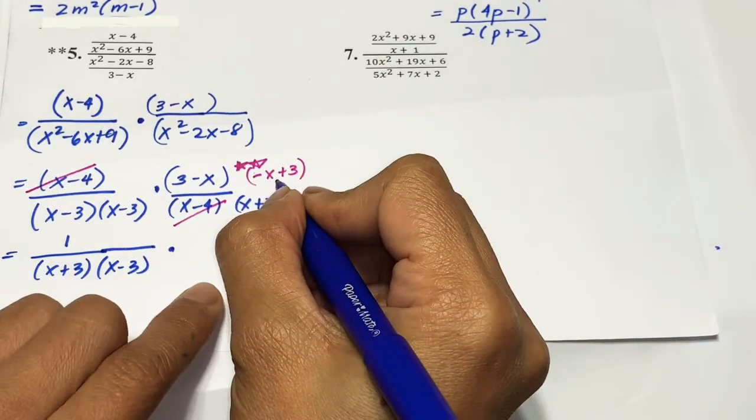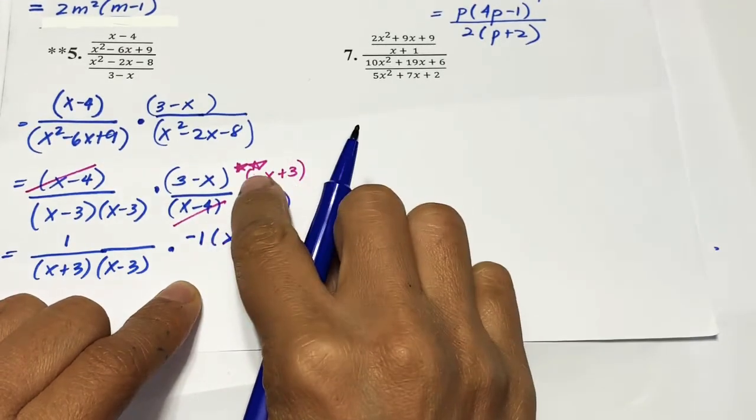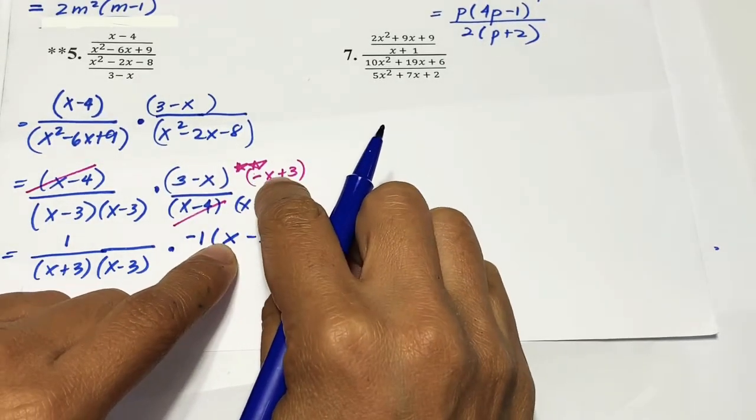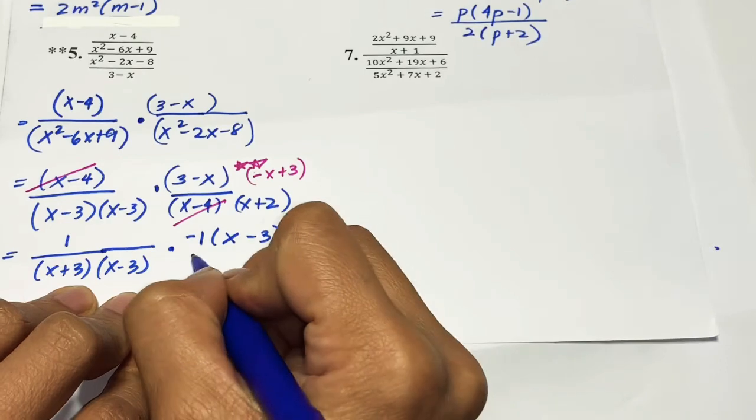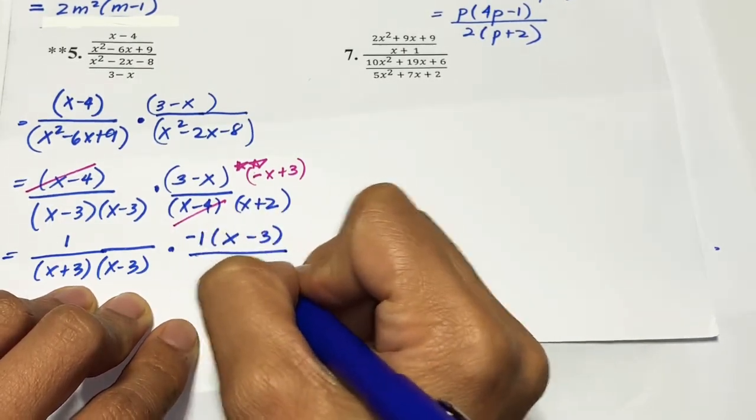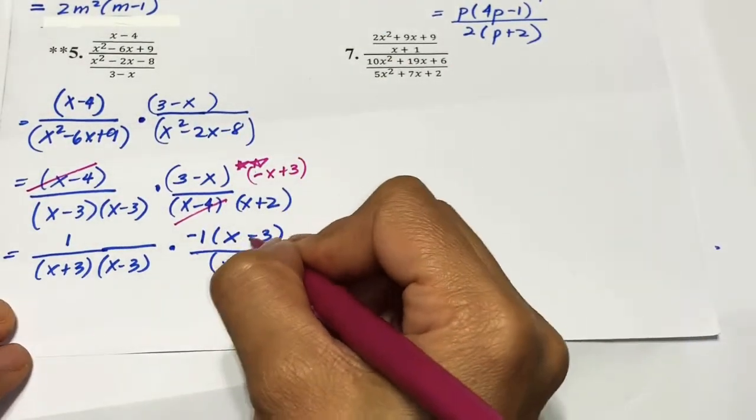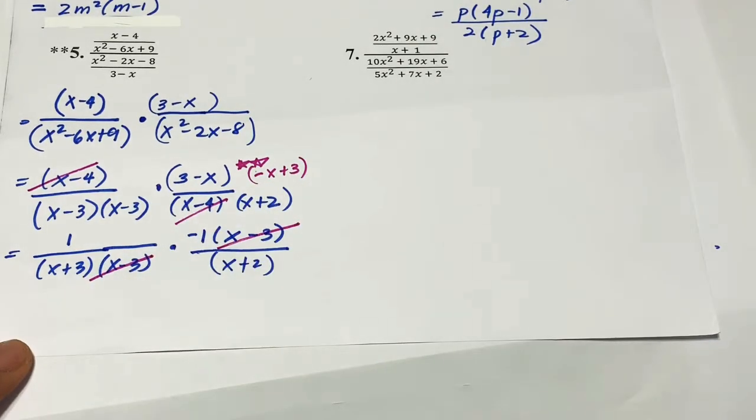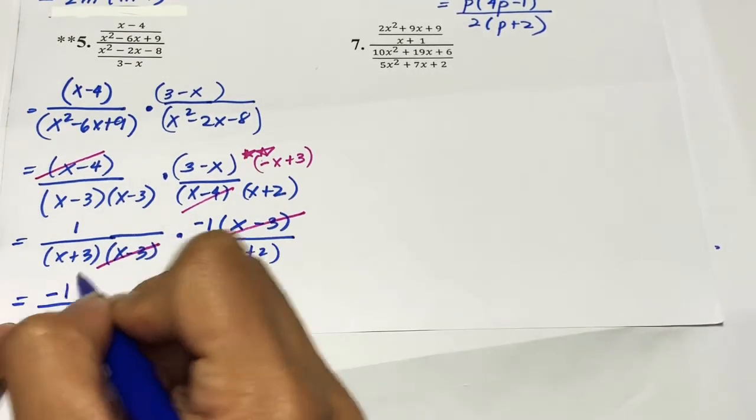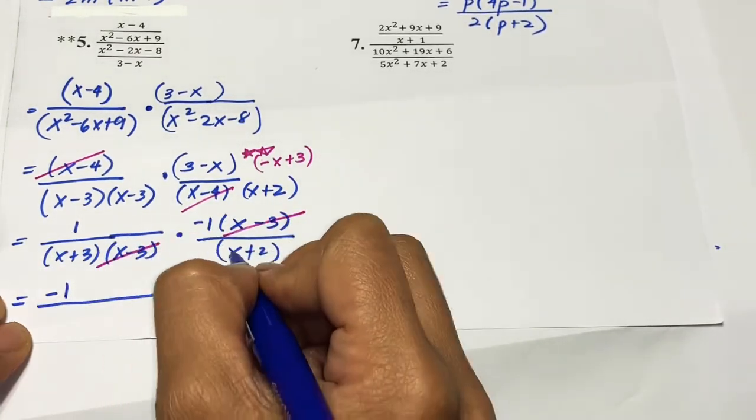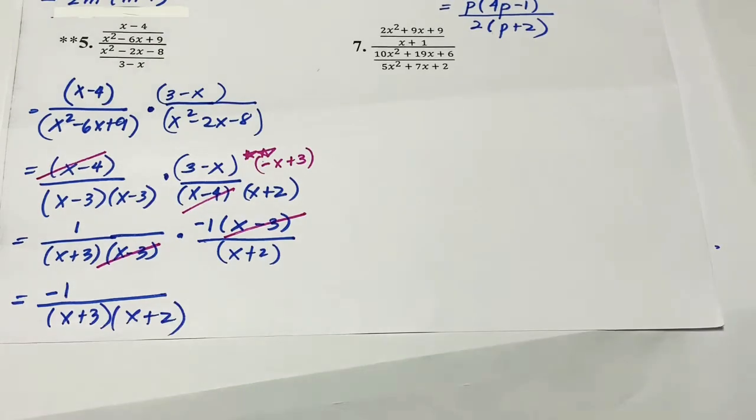Okay, so this becomes negative 1 times x minus 3. If you take out a negative 1, you switch the sign: positive x minus 3. And then the denominator, we're only left with x plus 2 because we already canceled out the x minus 4. So now you can cancel x minus 3, x minus 3. So final answer, 1 times negative 1 is negative 1. I have to write a 1 because it's in the numerator. In the denominator, it's x plus 3 times x plus 2. And there's your final answer.